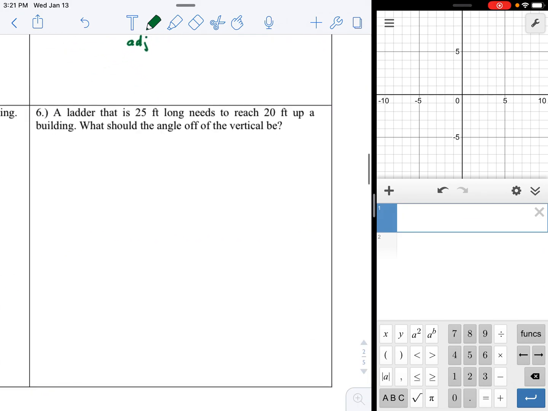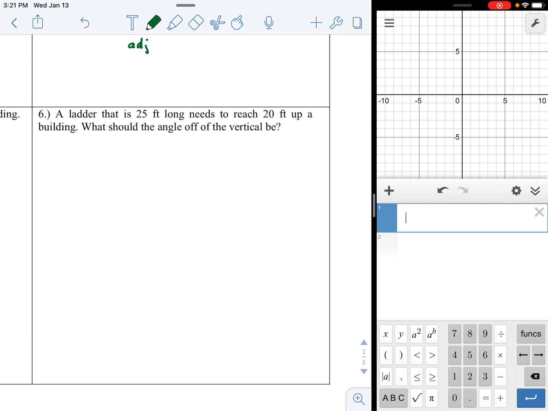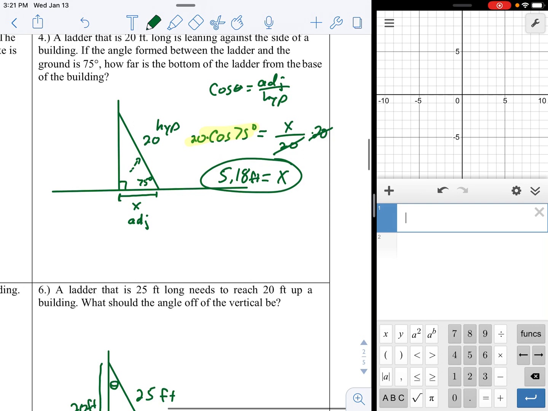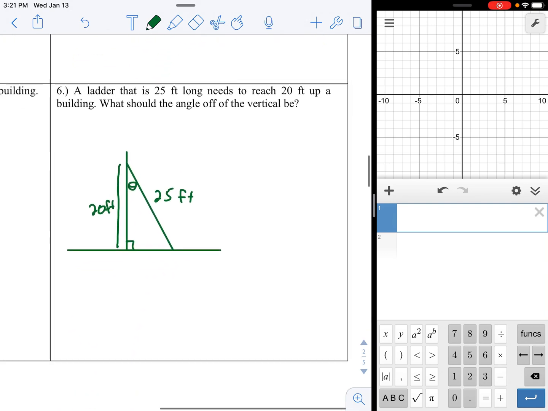Number 6. So this one we're actually going to find an angle. We also have a ladder up against the wall, so we can do kind of the same diagram. Here's the ground, here's the wall, here's the ladder leaning up against the wall. Of course, it's a right triangle. The ladder is 25 feet long, and it needs to reach up 20 feet. So the height of the triangle needs to be 20 feet. What should the angle off vertical be? Now, angle off vertical is this angle up here, unlike the last problem where it was the angle off the ground. This is the angle off vertical.